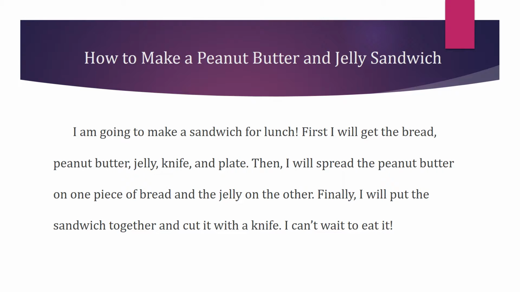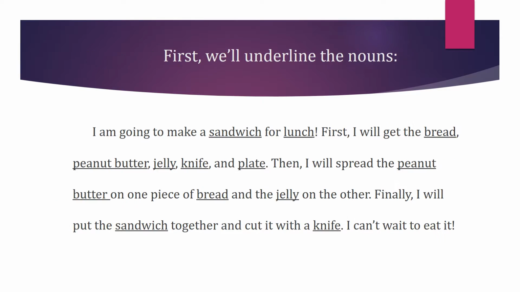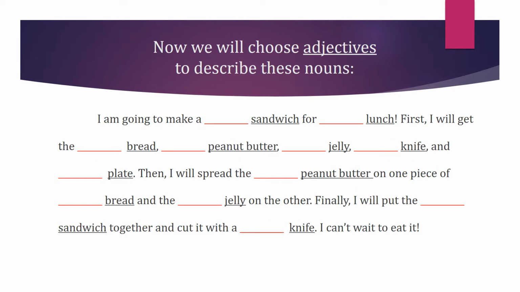Now that's a pretty good paragraph. But do you know how we can make it even better? We can add descriptive adjectives to our paragraph. First, we need to underline the nouns because an adjective describes a noun. So I've underlined these nouns: sandwich, lunch, bread, peanut butter, jelly, knife, plate. Then we make room to add adjectives. We write an adjective right before the noun.